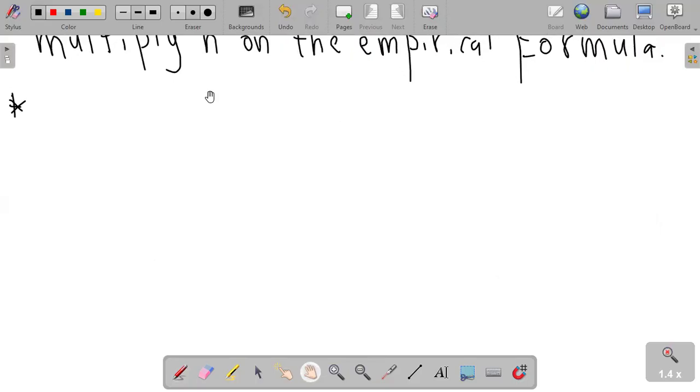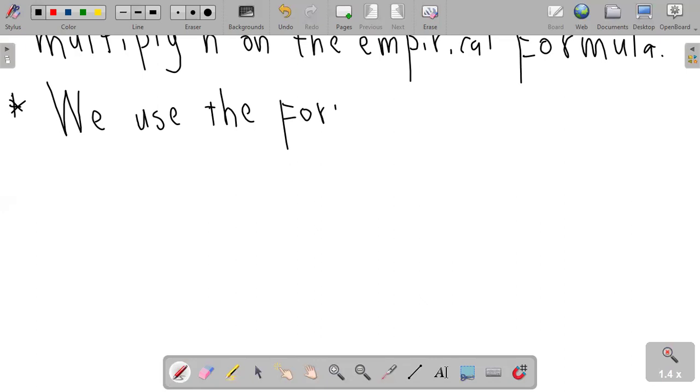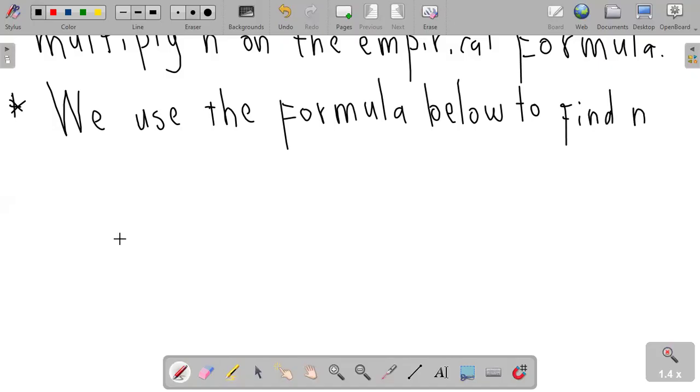So we use the formula below, to find n. So we take n and the empirical formula is here, the EF.